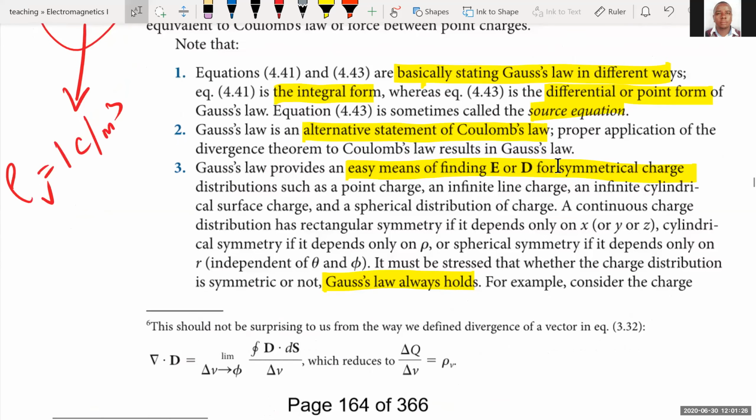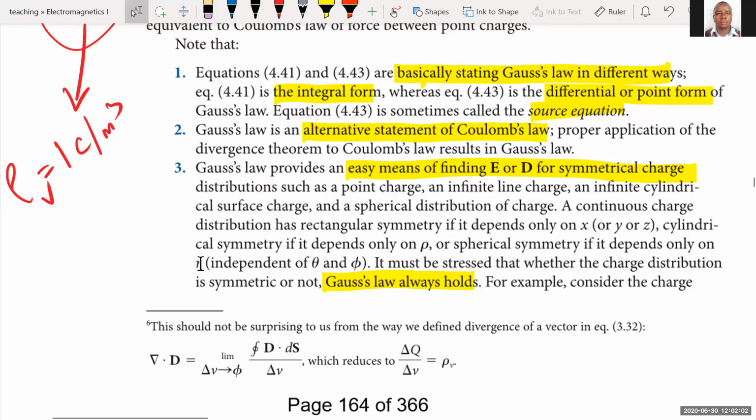And lastly, point 3 says that Gauss law provides an easy means of finding electric field strength or electric flux density for a symmetrical charge distribution, such as a point charge, infinite line, infinite cylindrical surface charge, and a spherical distribution of charge. A continuous charge distribution has rectangular symmetry if it depends on x, y, z, cylindrical symmetry if it depends only on rho, and spherical symmetry if it depends only on r.